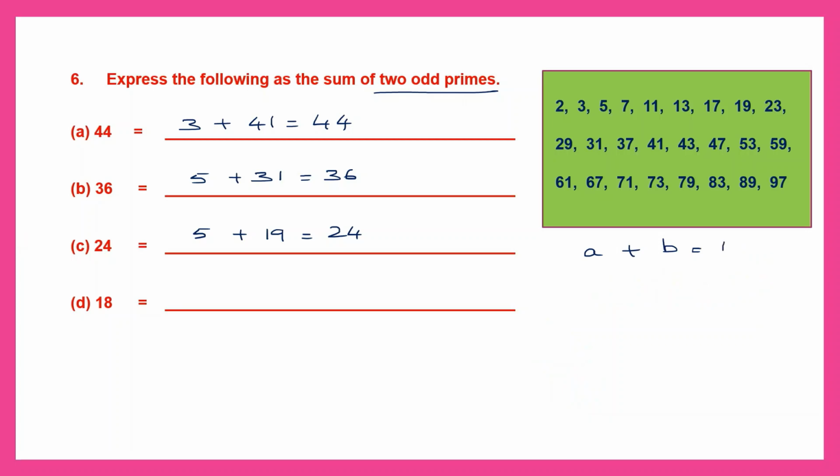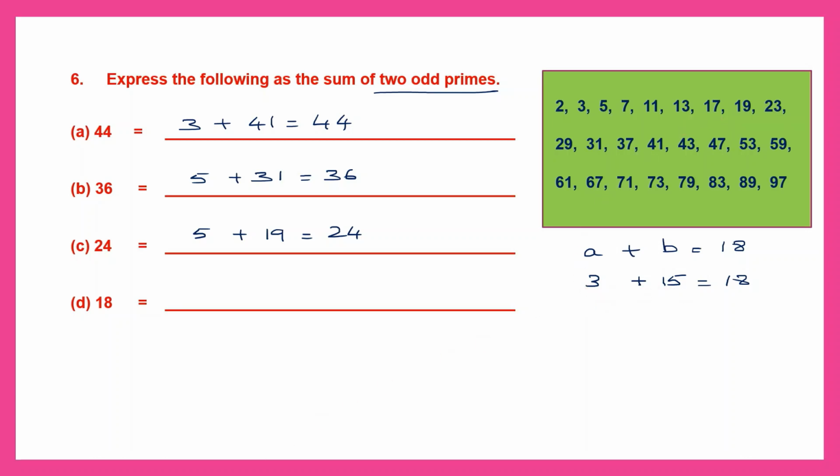That means A plus B is going to be 18. So let's take 3. 3 plus what will give us 18? We know 3 plus 15 will give us 18. But is 15 a prime number? As you can see, 15 is not a prime number. So I cannot use 3 and 15.